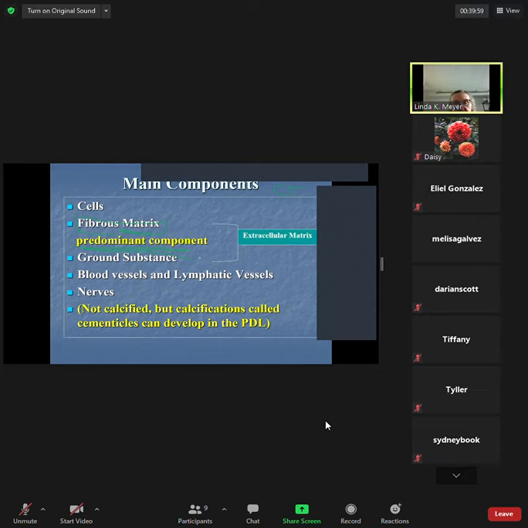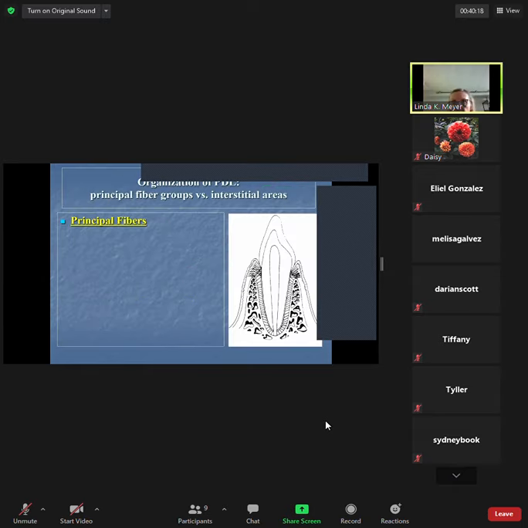Okay, let's look at the general organization of the PDL, and then we're going to get into the names of the specific fiber groups, just like we covered the specific fiber groups of the gingiva. If you notice diagrammatically on the small inset you have above, you see these spokes that are oriented in different planes, and they represent groups of fibers called the principal fibers.